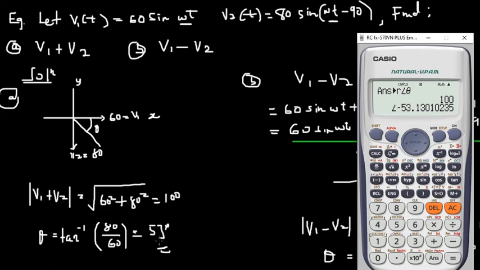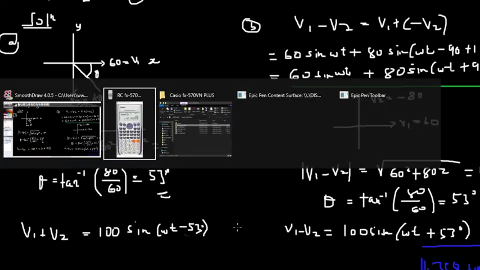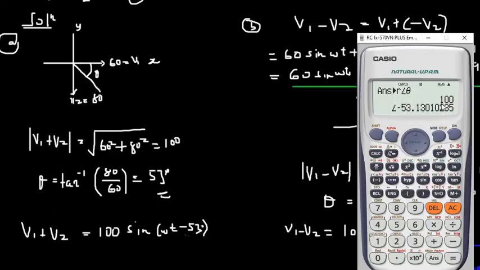Let's check the exact answer for question v1 plus v2. You could notice that we had 100 sin(ωt − 53 degrees). The same thing is over here: there's 100 and then an angle of minus 53 degrees. After that you just write it in this format: 100 sin(ωt − 53 degrees).